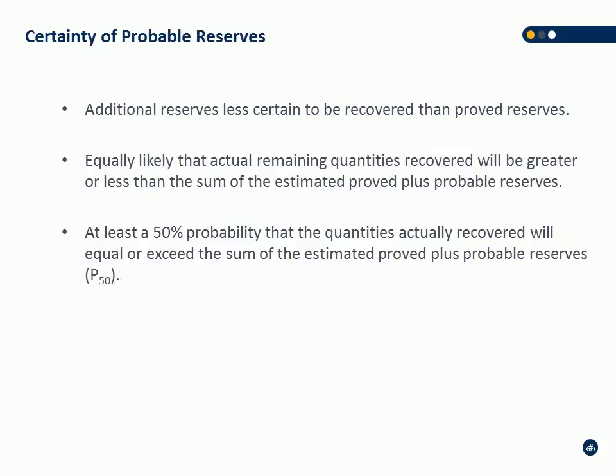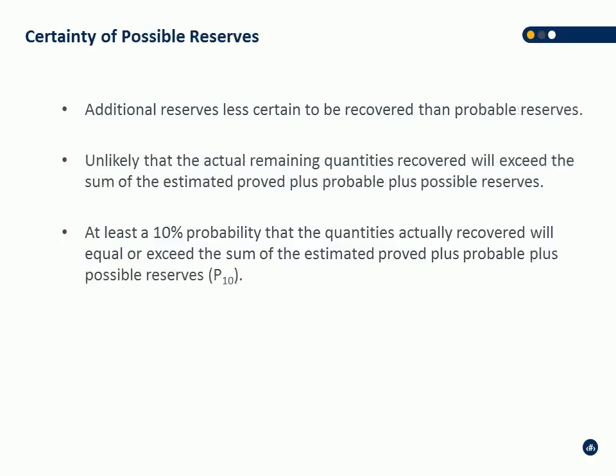Probable reserves are less certain to be recovered than proved reserves. That's actually the terminology out of PRMS, but it's virtually identical in COGEH. In COGEH, it's the second line. It says it's equally likely that the actual remaining quantities will be higher or lower than the estimate. And if you're doing a probabilistic evaluation, it's your P50. Possible reserves are, again, less certain than the probable reserves. It's unlikely that the actual remaining quantities will exceed the booked volumes, and it is your P10 if you do a probabilistic evaluation.